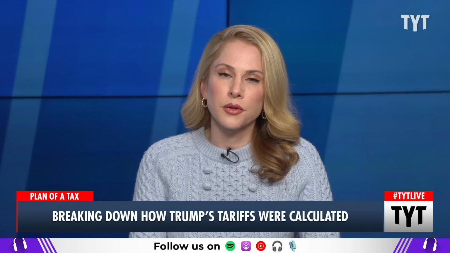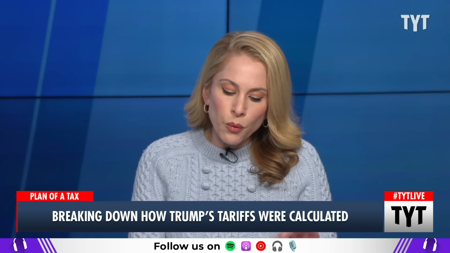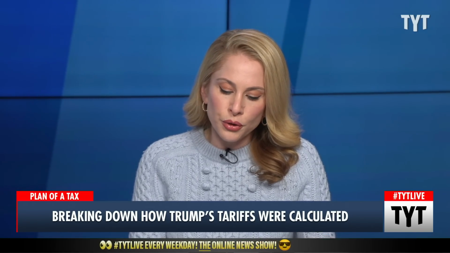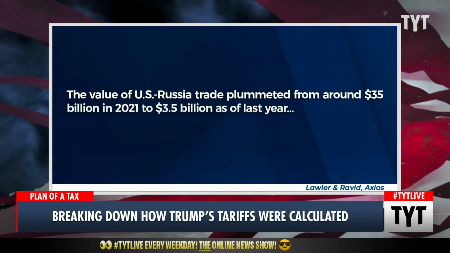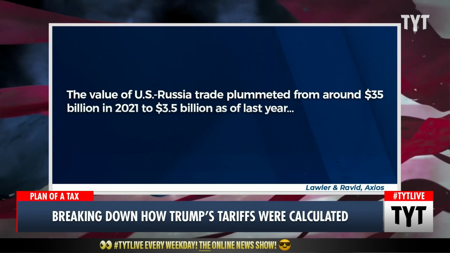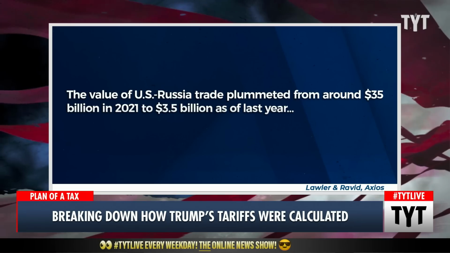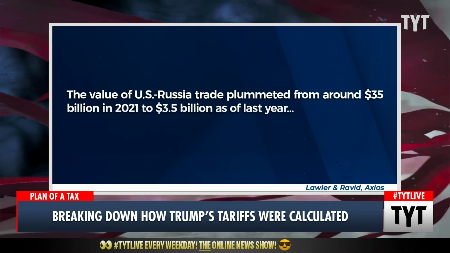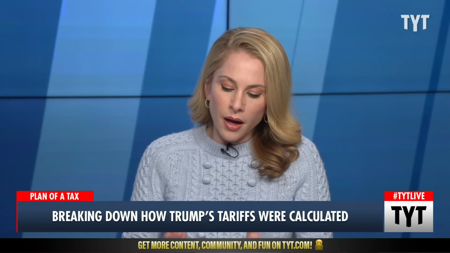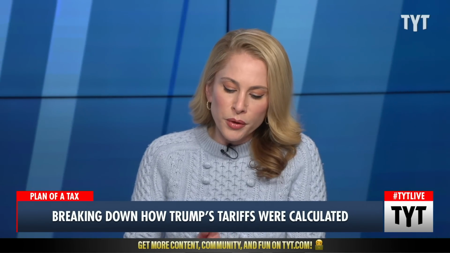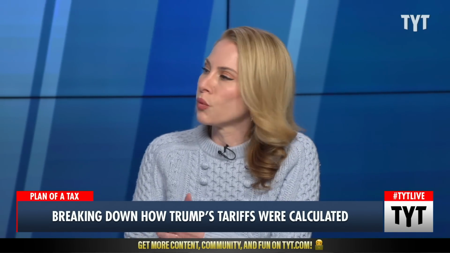According to Press Secretary Caroline Leavitt, that was because sanctions on Russia preclude any meaningful trade. The value of US-Russia trade plummeted from around $35 billion in 2021 to $3.5 billion as of last year. But the US trades more with Russia than other countries that got hit with the tariffs.